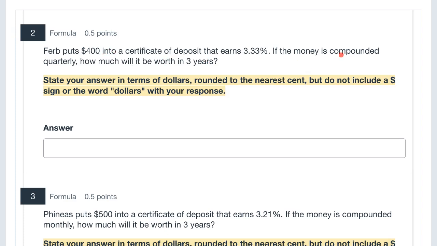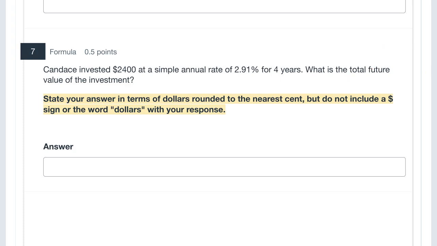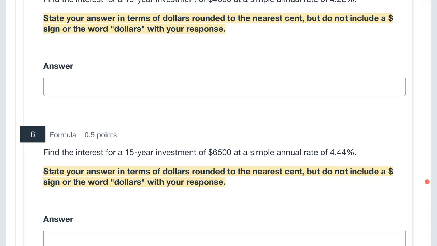this one, number 4, the money is compounded quarterly. That one says compounded. Number 3 says compounded. This should be the very first thing we're looking for. Number 4, it says simple. Every single one of these is going to say simple or compounded. Make sure we pay attention to which one it is. Number 7 here is simple, right? Going back, number 6 says simple.